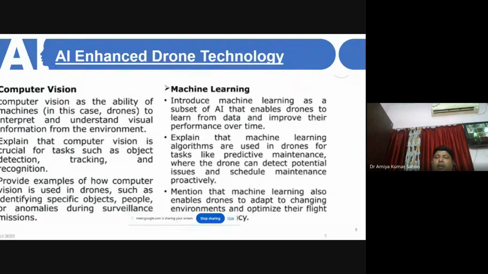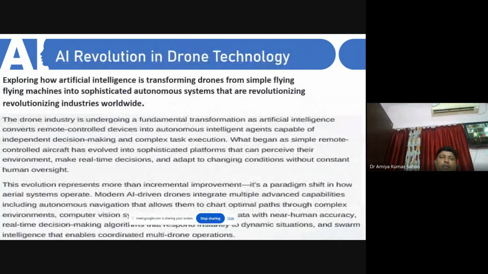It explains machine learning algorithms. This is very important; so many algorithms are there, and in the previous part we have already discussed different types of algorithms. Machine learning algorithms are used in drones for predictive maintenance of different parts, where the drone can detect potential issues and schedule maintenance proactively. That is very, very important. Machine learning also enables drones to adapt to changing environments and optimize their flight.